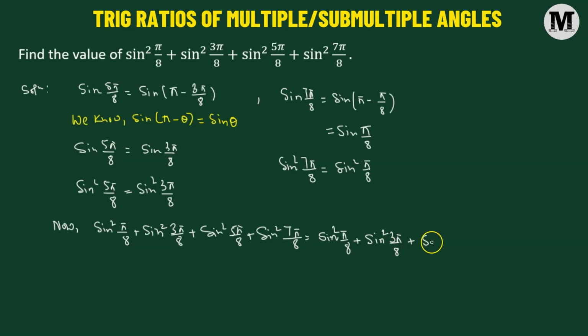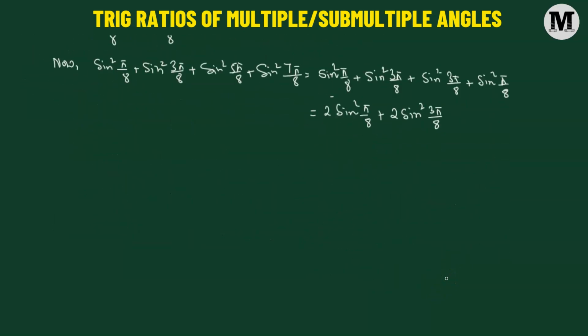However, the third term, sine squared 5 pi over 8, we have already found out that it's equivalent to sine squared 3 pi over 8. And the fourth term, sine squared 7 pi over 8, is going to change to sine squared pi over 8. As we can see, the first and the fourth term are exactly the same. So we have 2 times sine squared pi over 8 added to the second and the third term, which are also the same. We have 2 times sine squared 3 pi over 8. So this is the simplified form of the given expression.